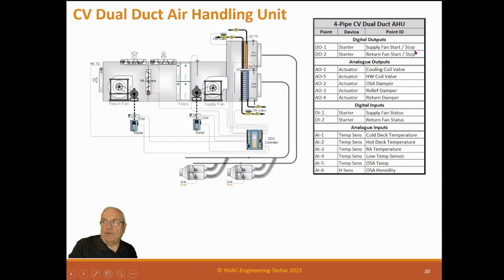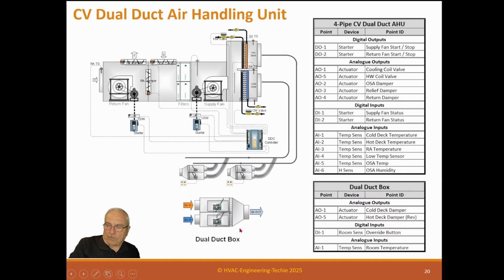Digital output, supply fan start-stop, return fan start-stop, analog outputs, cooling coil valve, hot water coil valve, outside air damper, relief damper, return damper. Digital input, supply fan status, return fan status. Analog inputs, cold deck temperature, hot deck temperature. Return air temperature, low temp sensor, outside air temperature, outside humidity. And that's the point list for our dual duct air handling unit.